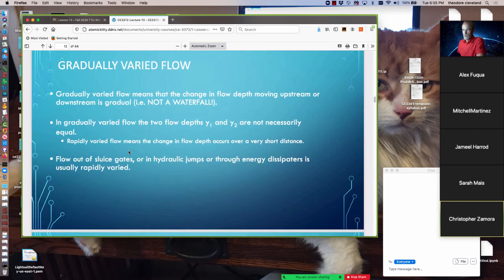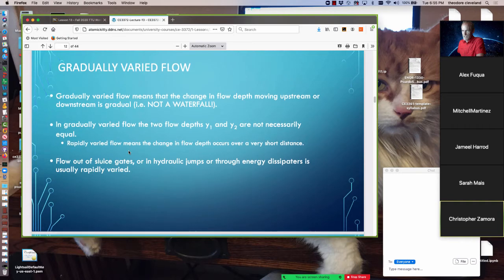Another type of flow regime for steady flow, or actually for unsteady for that matter, is called gradually varied flow. Gradually varied flow means that the change in flow depth, the y1 and y2, are now no longer equal to one another, but they change value over relatively large distances. The change is gradual, and that's called gradually varied flow.